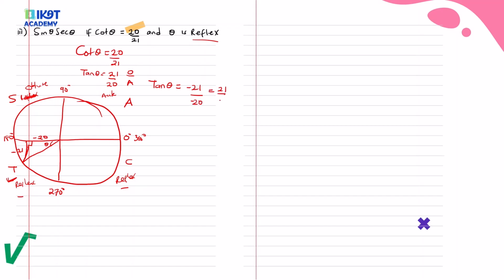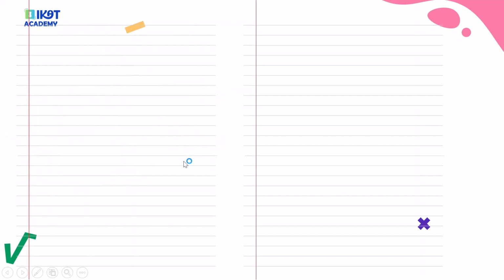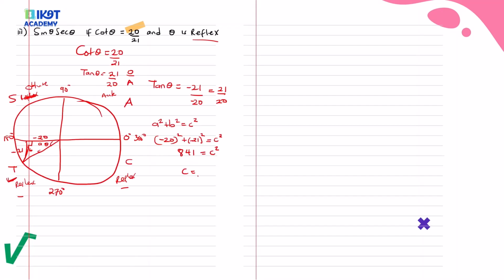Okay. Now we can find the other side. So this is A, this is B, this is C. So we say A squared plus B squared is equal to C squared. Negative 20 squared plus negative 21 squared is equal to C squared. So let's do this: 20 squared plus 21 squared is 841, equal to C squared. What is C? C is going to be the square root of that, which is 29. And I told you the hypotenuse is always positive in all the quadrants. So this is 29. So we now have that.